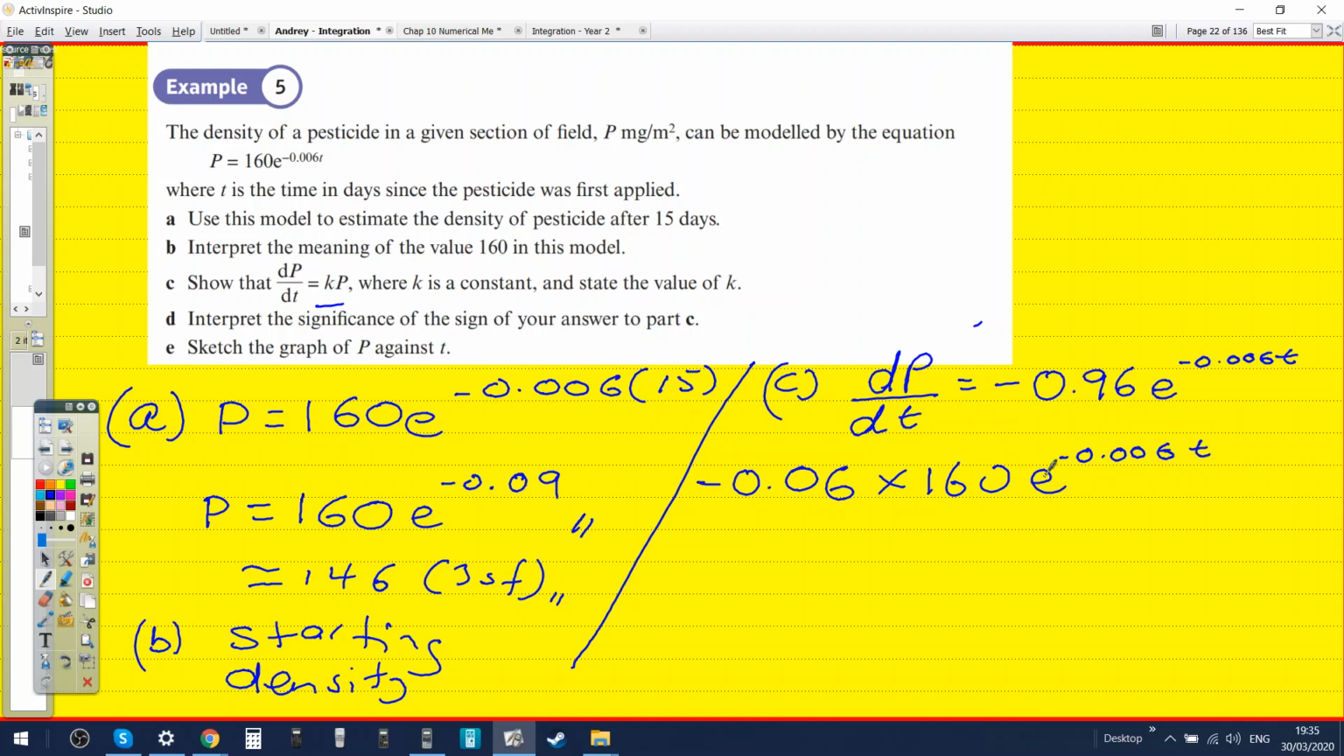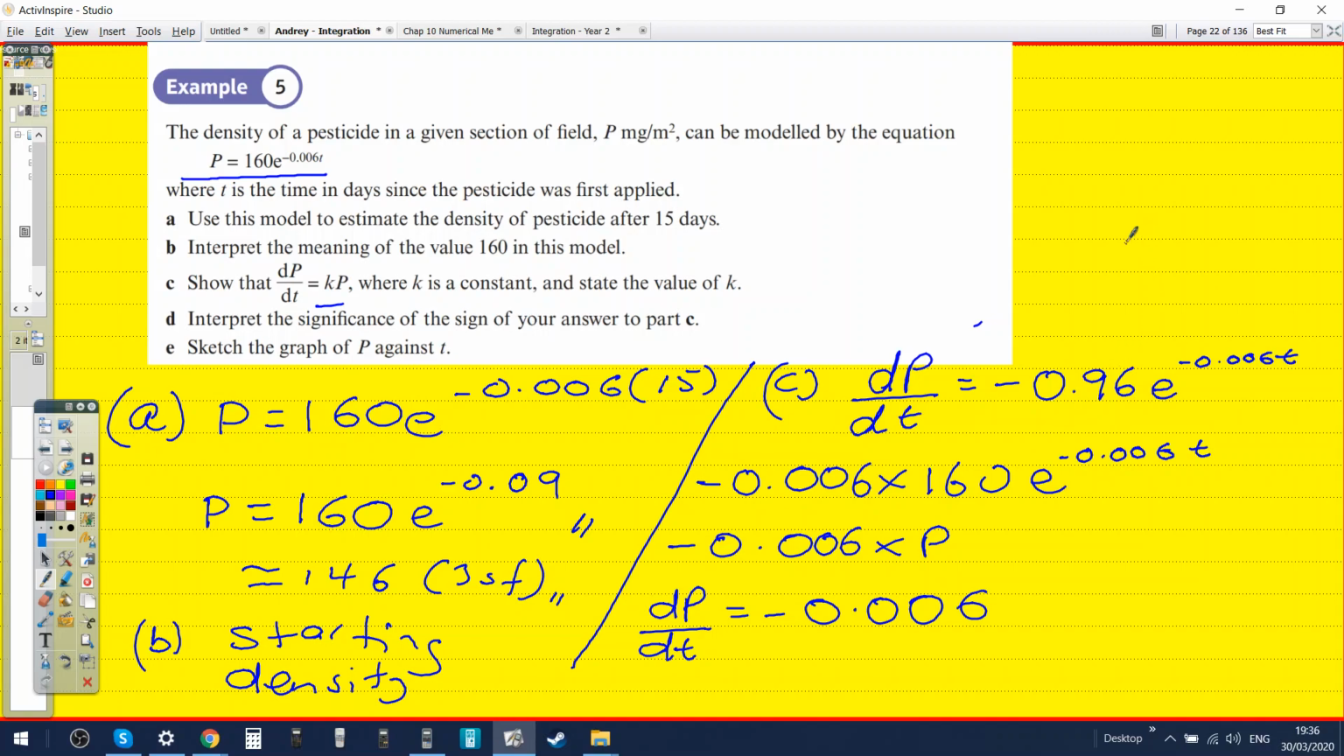What is 160 e to the minus 0.006t the same as? 1, I'm guessing? No. P. Yeah. And so, short way of writing that? So minus 0.006 times P. And a short way of writing that is just minus 0.006p, without the time sign.